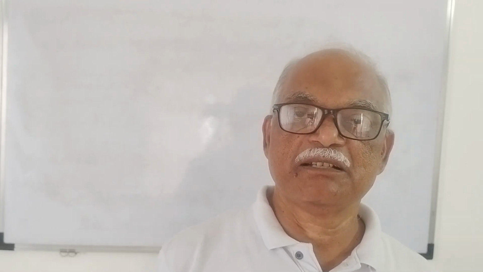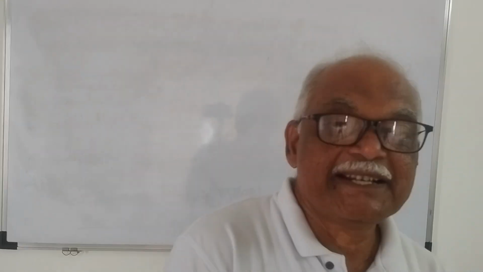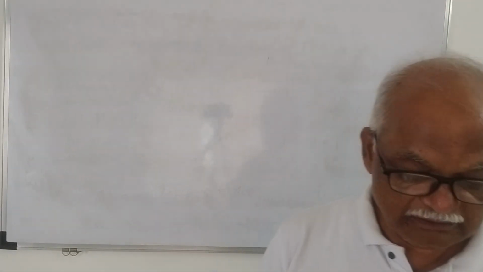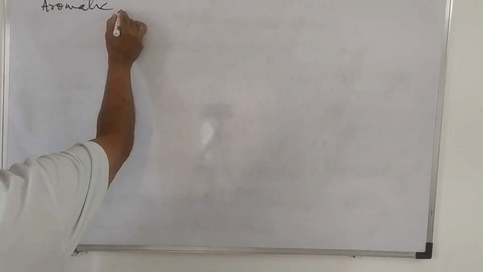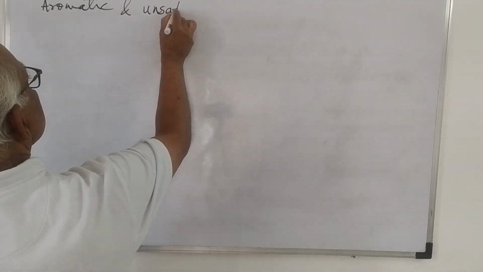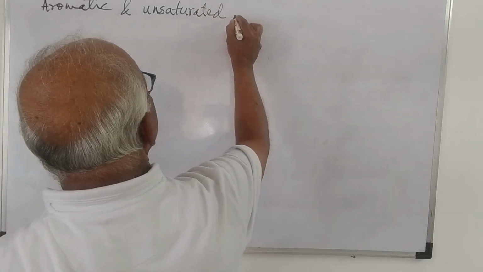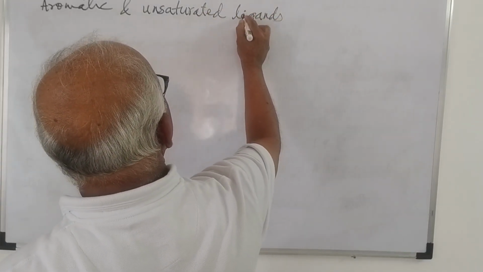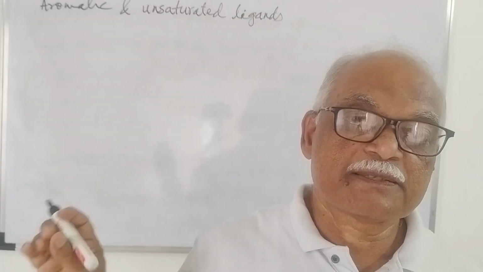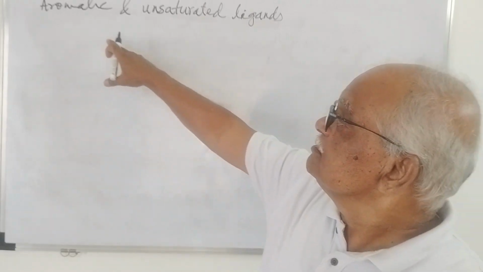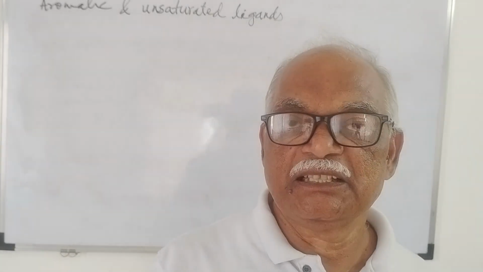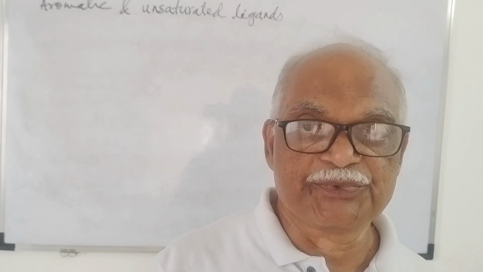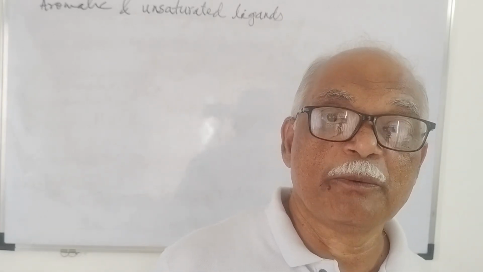In continuation with the last lecture, that is bonding in organometallic compounds: aromatic and unsaturated ligands. So we will come to know the effect of these aromatic ligands and unsaturated ligands on the strength of the metal carbon bond in organometallic compounds. This is our point of interest here.